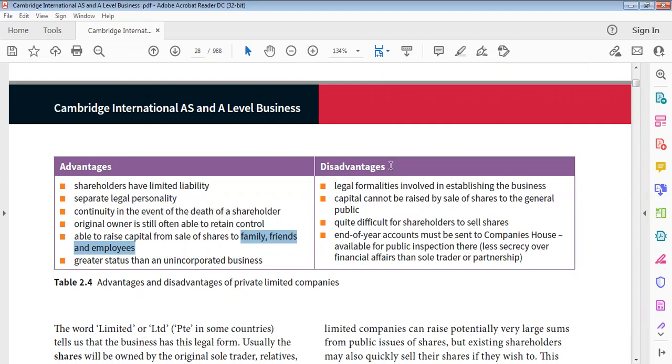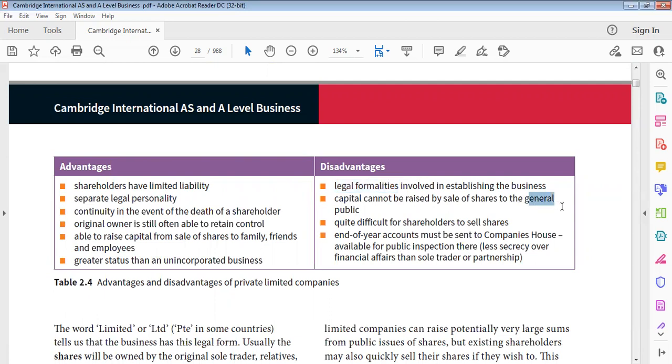Now, what could be a problem for a private limited company? It takes time to open the company. There are also some formalities. You have to go to many people, government officials, to take permission. You need licenses, you need permission, you need lots and lots of documents to open a limited company. It's not so easy like sole trader and partnership. Yes, that is one problem.